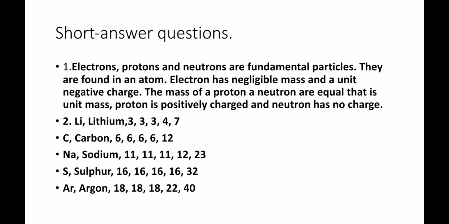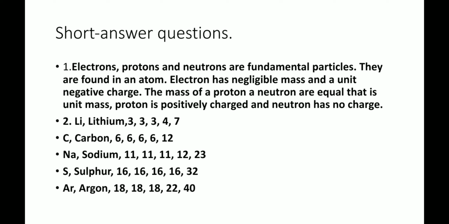Next, short answer questions. The first one. What are fundamental particles? Where are they found? Give the mass and the charge of each to the nearest whole number. The answer is electrons, protons, and neutrons are fundamental particles. They are found in an atom. Electron has negligible mass and a unit negative charge. The mass of a proton and a neutron are equal. That is unit mass. Proton is positively charged and neutron has no charge.